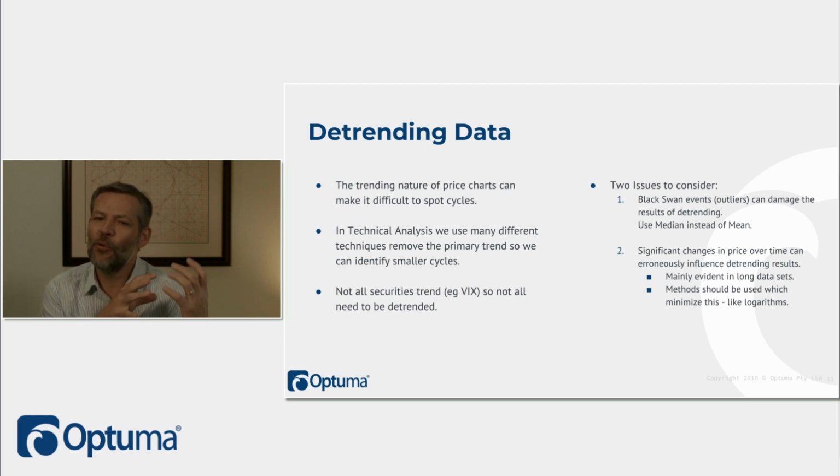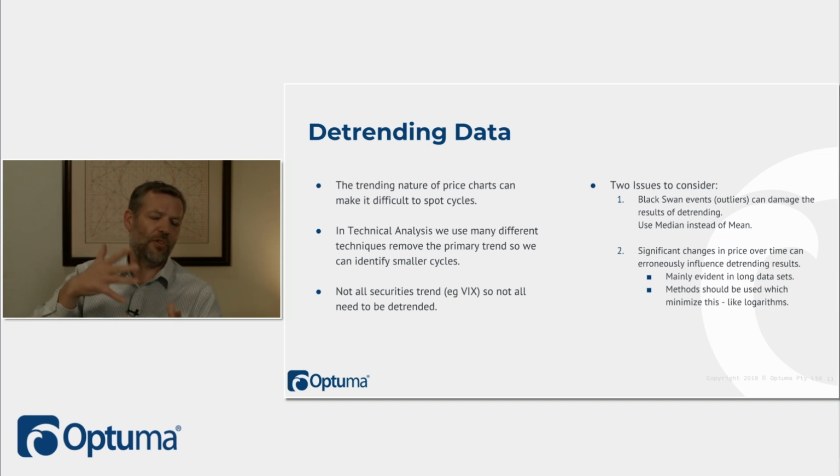So getting a little bit beyond what we do here in CMT1, but we'll talk more about that in following years as well. So the trending nature of price charts can make it difficult to spot the cycles. So what we use is many different techniques to detrend the data, which makes them more obvious to us. Obviously, not all securities need to be detrended, like the VIX. It's a range of values. It doesn't have this trend like the Dow Jones, which was in the teens 100 odd years ago and is now up at 20,000. So we don't get this massive trend in things like the VIX.